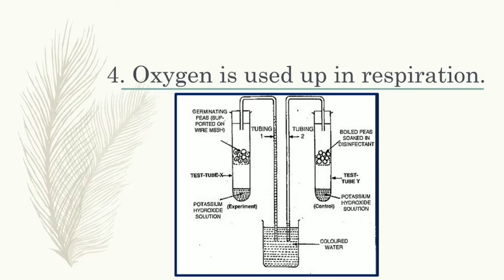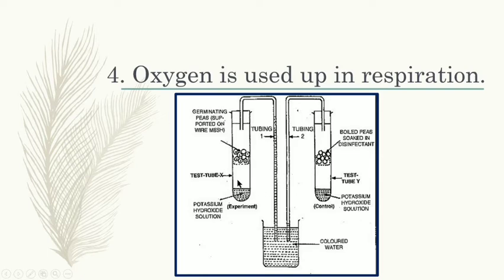Now what shall we see there? The level of water in delivery tube 1 shows a greater rise than the water level in tubing 2. So we will study the reason for this. Why does it happen? And the second question, how do we know that oxygen is used up in respiration? That also I will answer. So the first question: there is a rise in the level of water. Why has the water level risen in delivery tube 1?